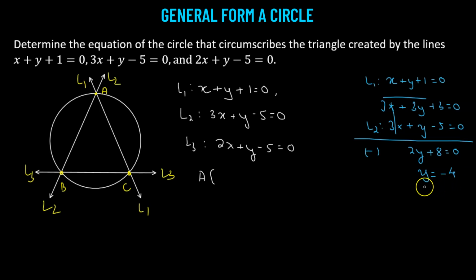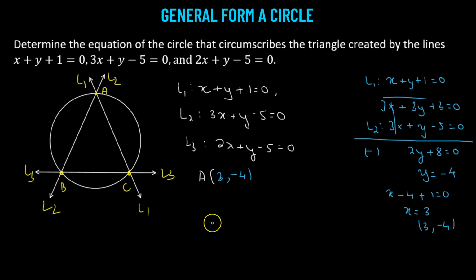Now we can use the substitution method to find the value of x. We can use the equation of line 1. So that's x plus y, which means we have x minus 4 plus 1 equals 0. Solving for x, we get x equals 3. So we have the coordinate point 3, negative 4. That's going to be the coordinate of the point of intersection of line 1 and line 2.